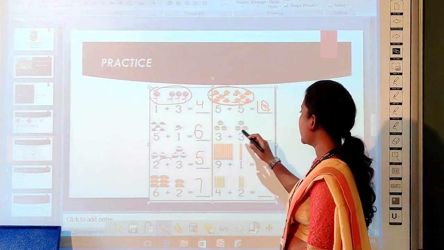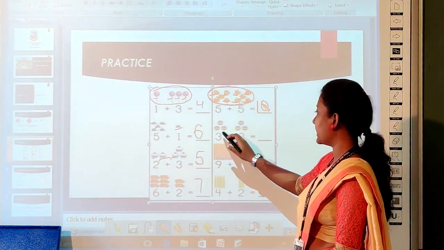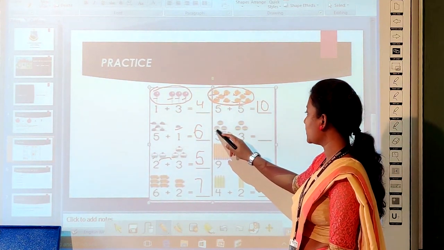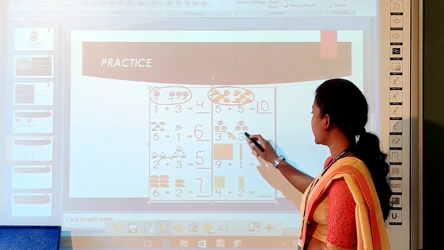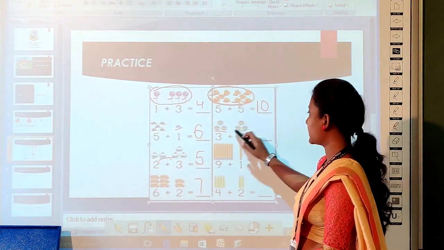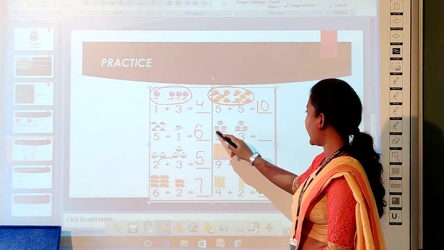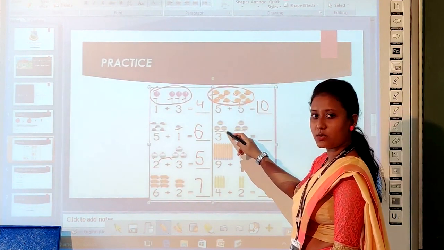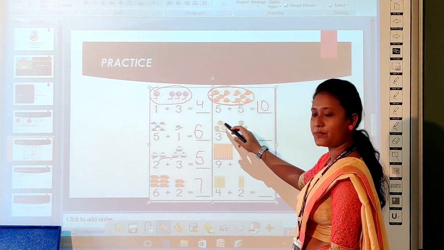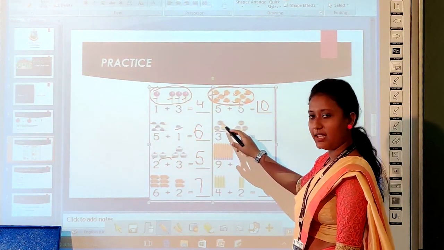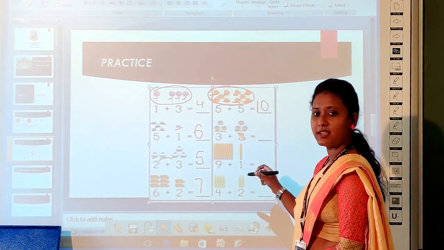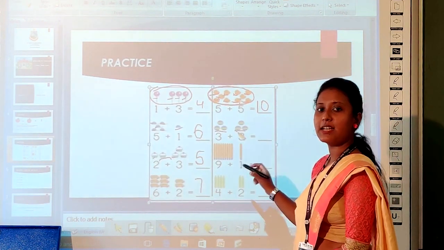Now, see, there are three balls. 1, 2, 3. Same on the right, there are three balls. So we add these three balls, the right side of the balls, together. 1, 2, 3, 4, 5, 6. How many balls are there? 6.